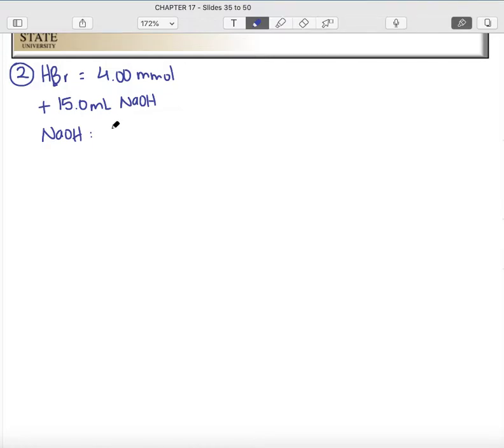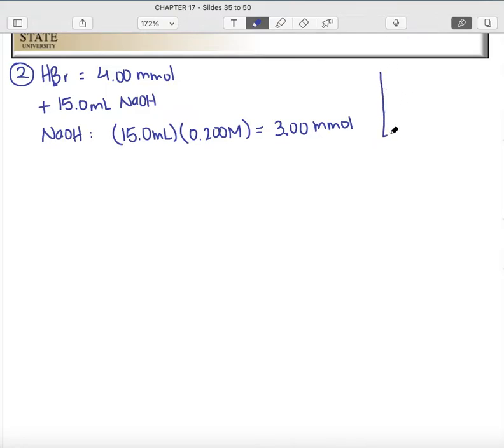So sodium hydroxide, I'm going to calculate the number of millimoles of it by taking the molarity and multiplying it by the volume in milliliters. So I'm going to take my 15 milliliters and multiply it by the molarity of that sodium hydroxide, which was also 0.200 molar. And because of that, we have a total of 3.00 millimoles of sodium hydroxide that have been added. So then we compare the moles of the acid to the moles of the base, and we see that the moles of the base is smaller.